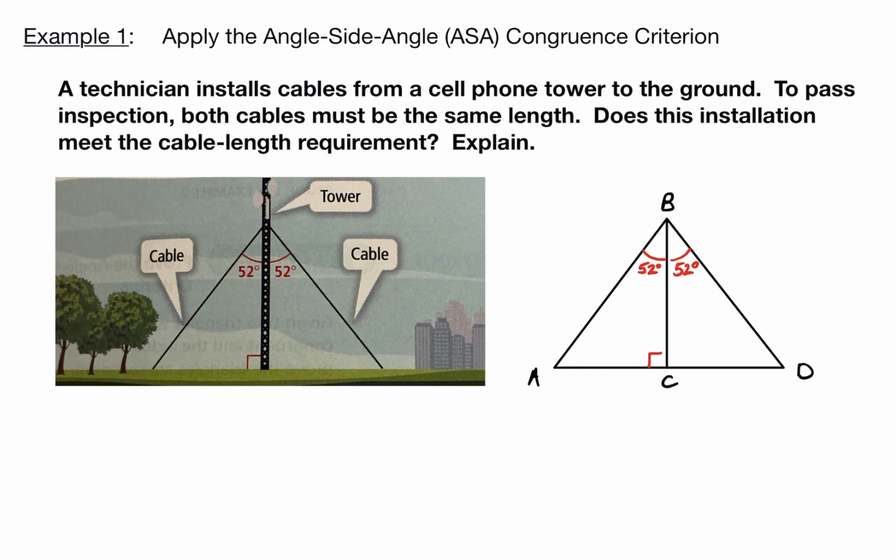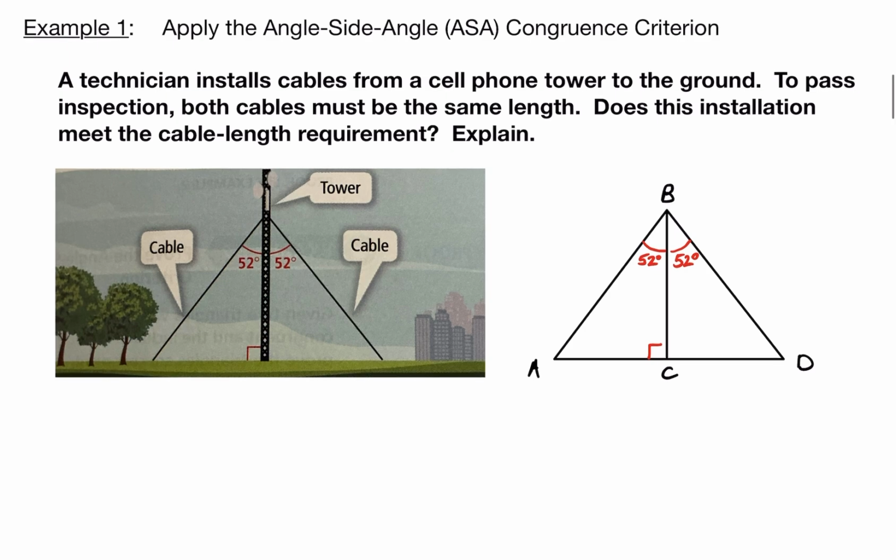All right, so in applying what we just saw earlier in the theorem, which was called the angle side angle congruence theorem, we have a problem here where a technician installs cables from a cell phone tower. Here's a cell phone tower, and the cables are connected from the tower to the ground. Now to pass inspection, both cables, so this length right here and this length right here, must be the same. So the question is, does this installation meet the cable length requirement?